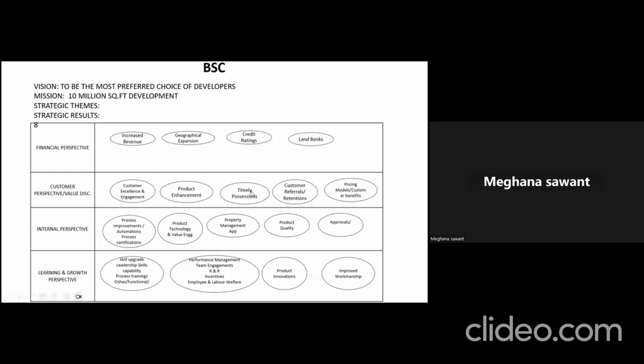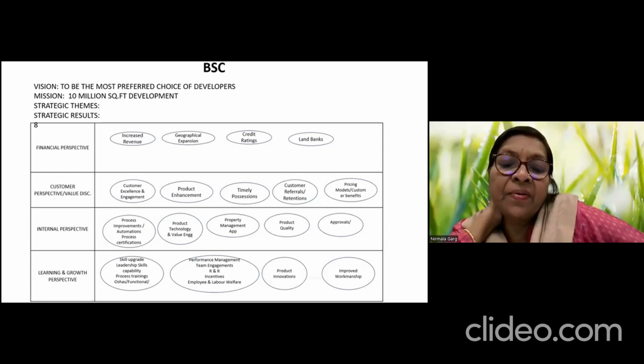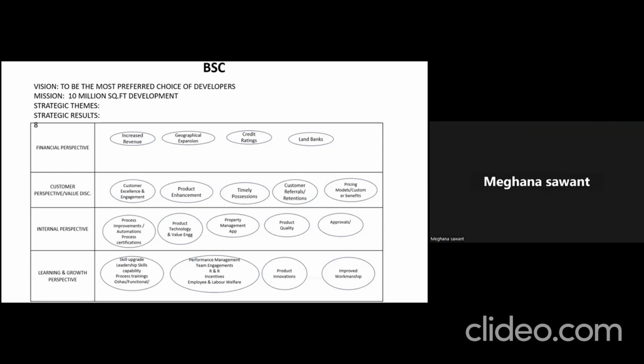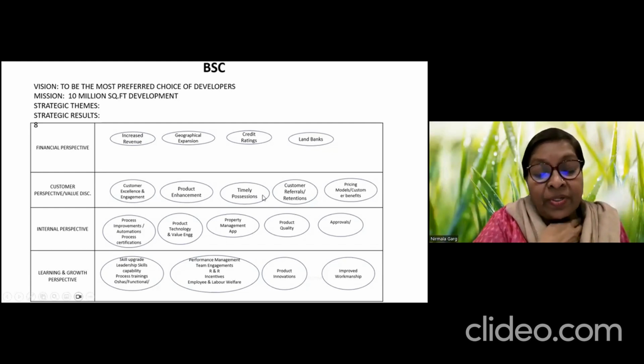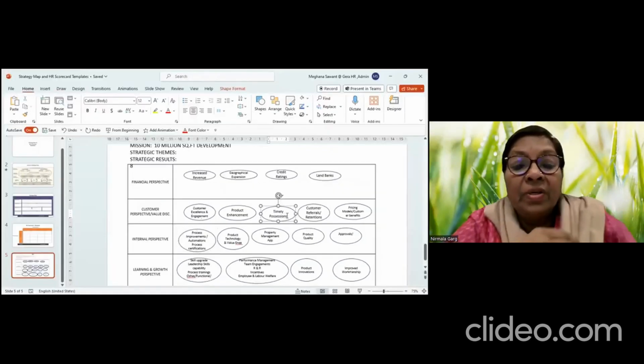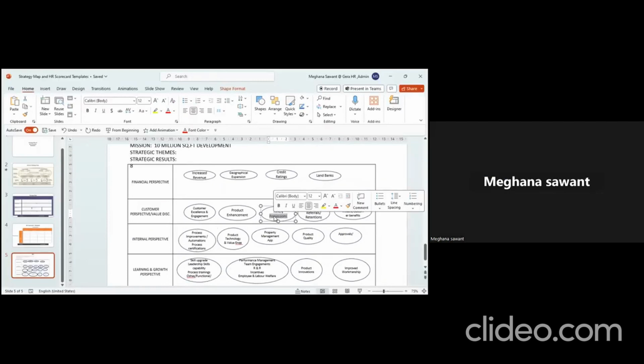Timely possessions, in terms of whenever we get the OC, that means timely occupancy, timely delivery. And all this, in order to ensure that we are able to do it, the outcome that we look forward to is the increase in the number of customers. So what you are delivering to your customer is timely product delivery.